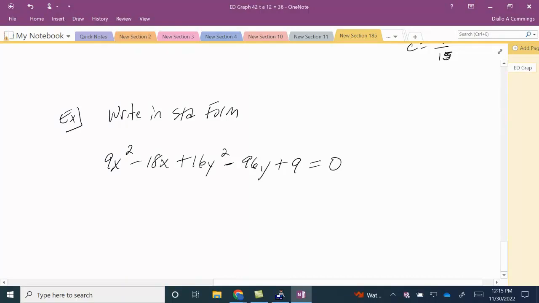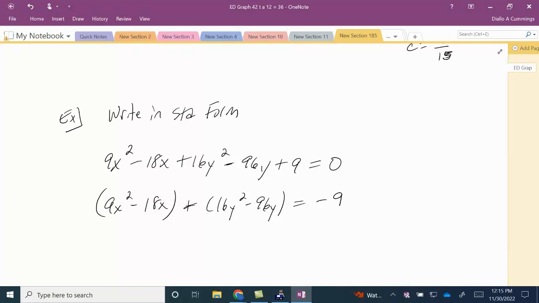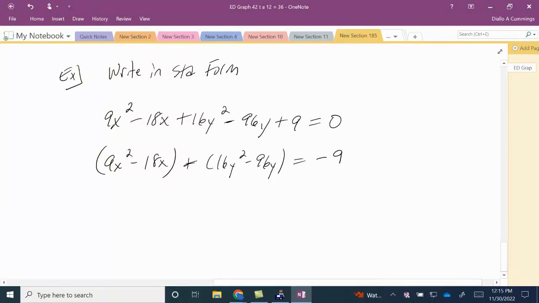Here we will be required to complete the square. The first thing I'm going to do is group my variables. I'm going to group my x variables, I'm going to group my y variables, and I'm going to move the constant to the right-hand side. The next thing I want to do in order to complete the square: the coefficient of our squared term must be 1. So for our x variable, I'm going to factor out a 9.